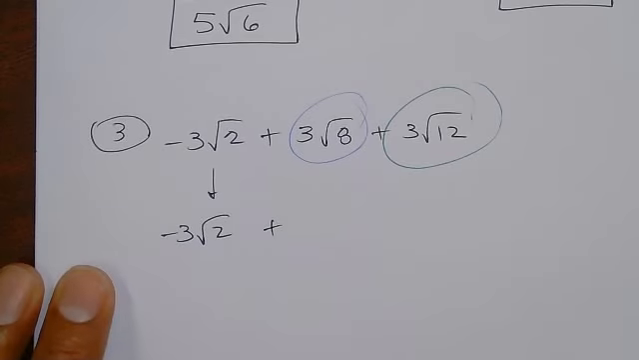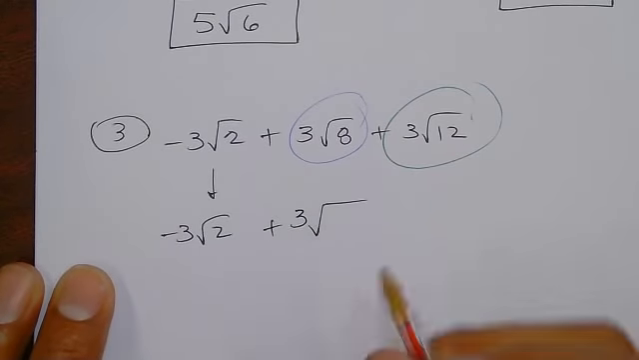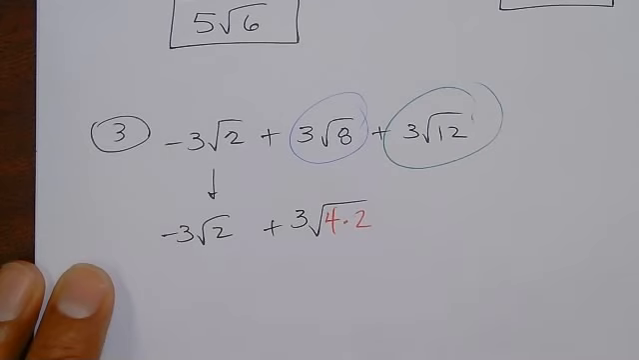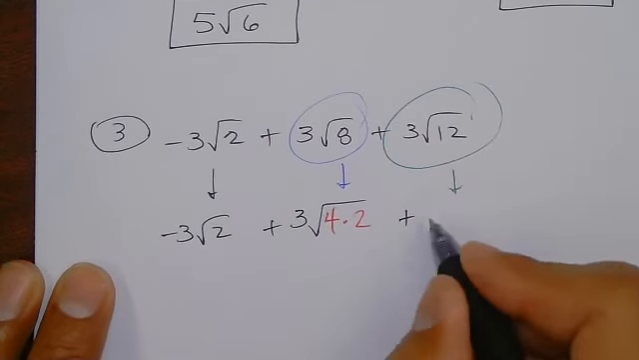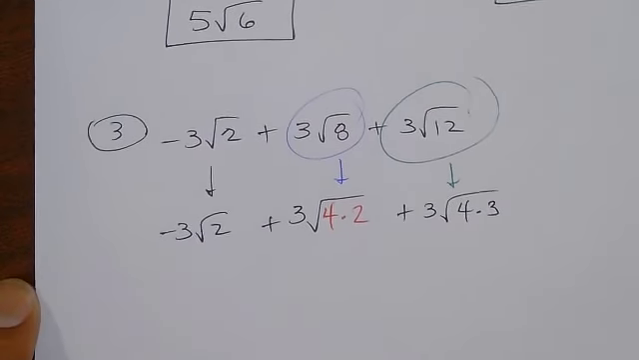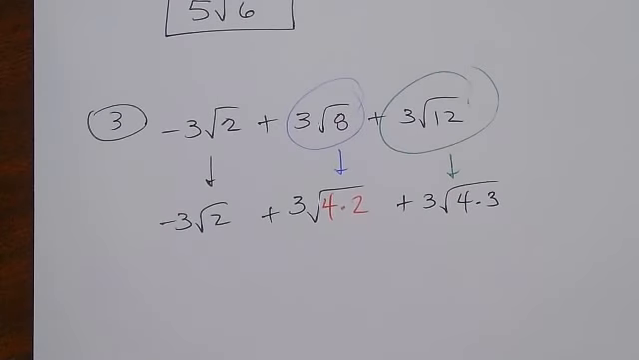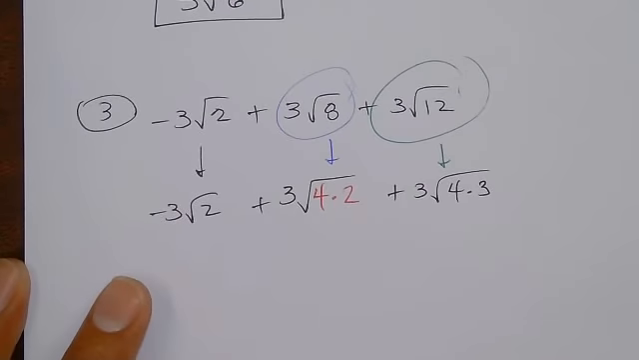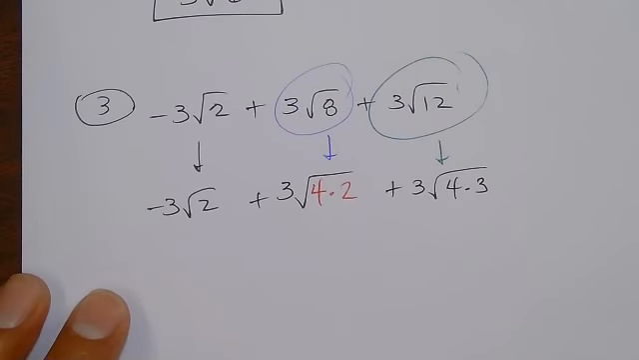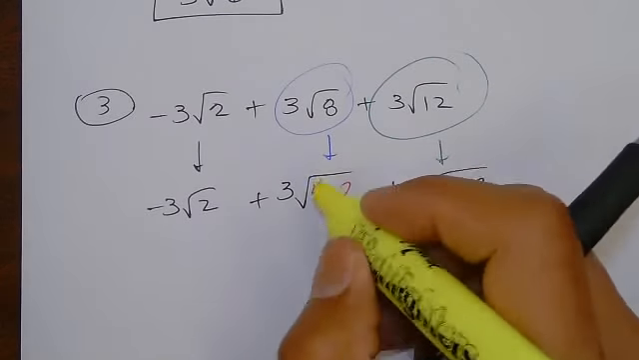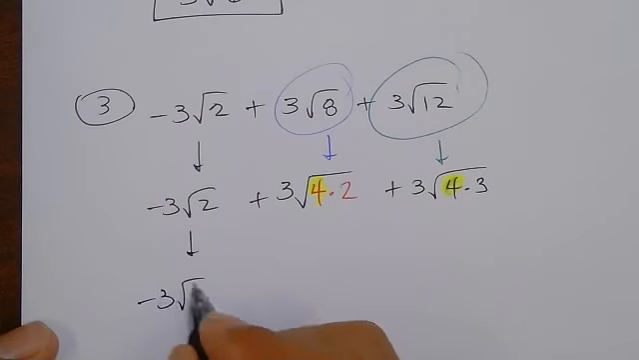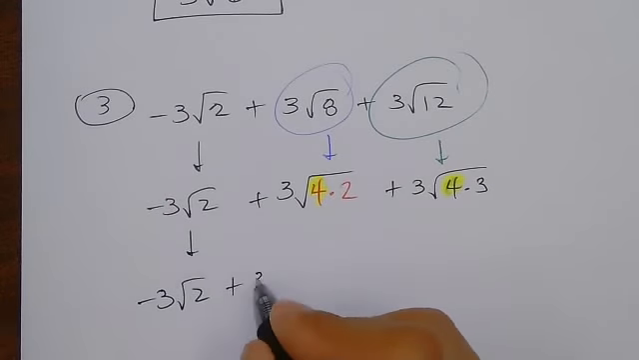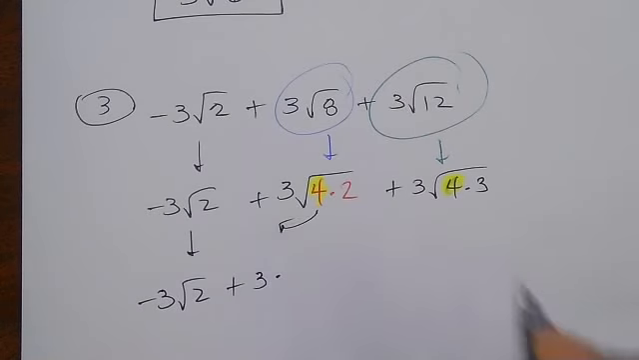Okay. This is going to be plus what? 3 root, that's going to be a 4 times 2? I mean, we've seen this several times. And this one's going to be a what? 4 times 3, yeah. Is that okay with everybody? No, what's wrong with it? Which ones are going to have a perfect square root? The 4 here and also the 4 here. Yeah? So this one's still negative 3 root 2 plus, isn't this going to be 3 times what?